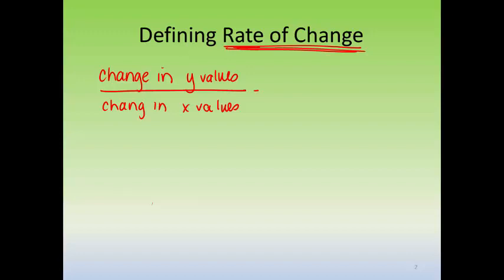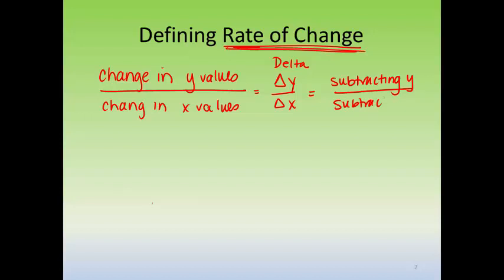This can be written a few ways. We also write in mathematics, we use the triangle. The triangle is a delta. It's a Greek symbol, but in mathematics, delta means change. So we could say delta y over delta x. Okay, we often calculate change using subtraction. So we can subtract the y's and subtract the x's. Now this might sound familiar because it is slope.